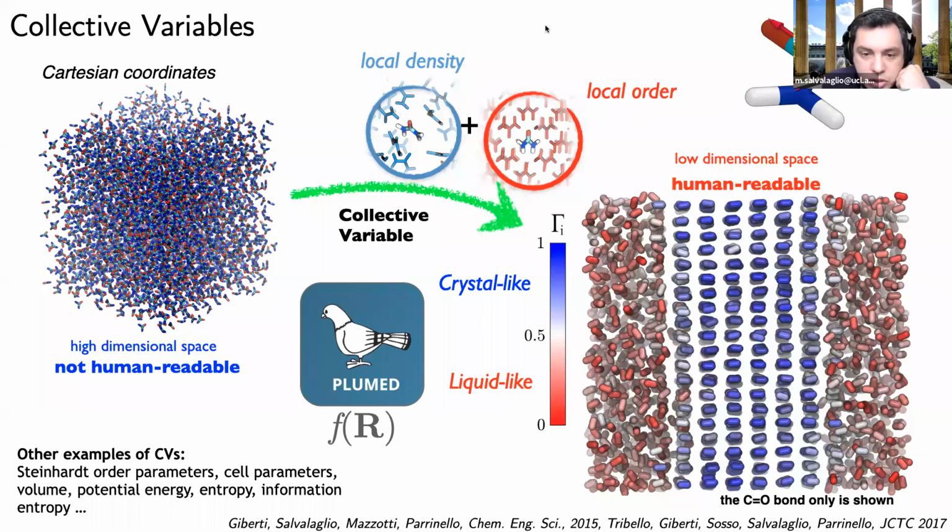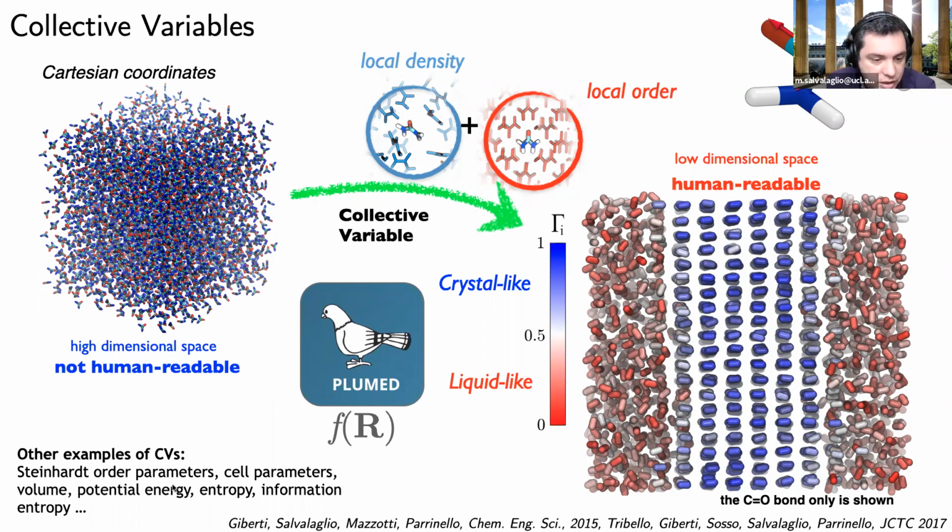The representation that I'm showing here is based on a specific formulation for these local density and local order functions that is not particularly important. It's described in detail in this paper here, but the idea here is very general. And actually, CUMD allows us to compute a wide range of collective variables that are based on this idea.